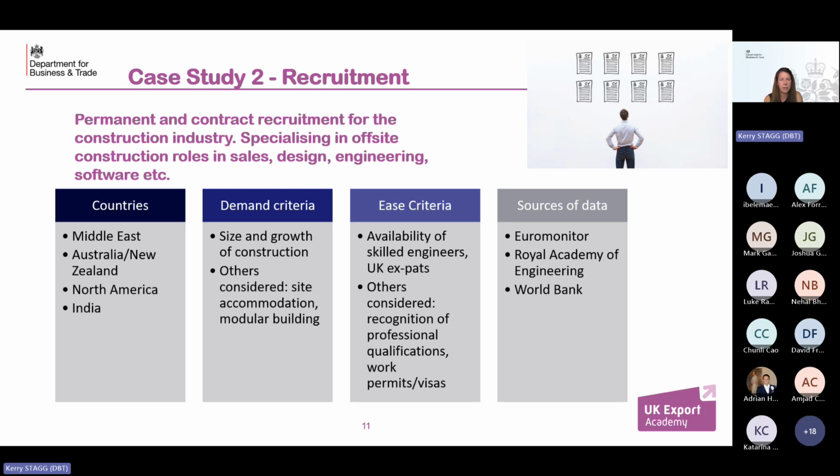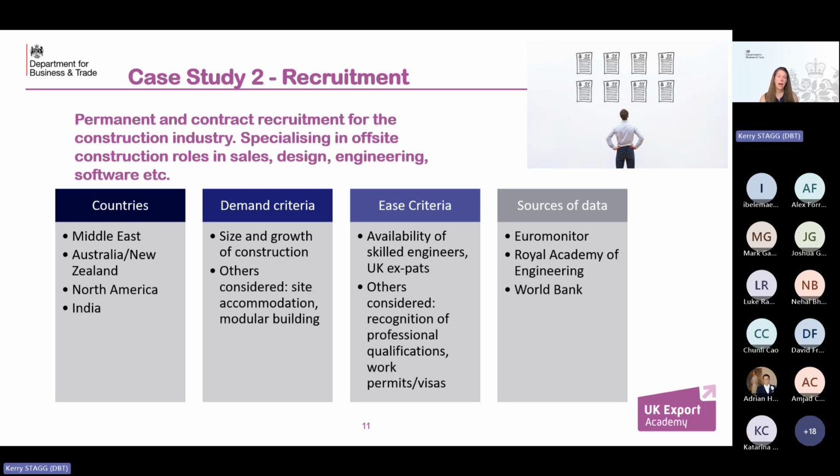And in terms of demand, this is where we looked at the size and growth of the construction industry, as you would probably imagine, would be good indicators. We also considered and looked for data on site accommodation and modular buildings because that was something very specific that they were involved in recruiting for. That was a bit too specific in terms of the availability of data. Couldn't find anything that was really robust country comparison data on the size of those sectors. So we stuck with the size and growth of construction in this case.